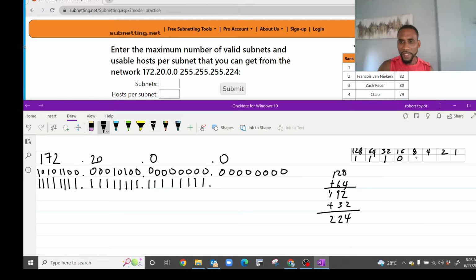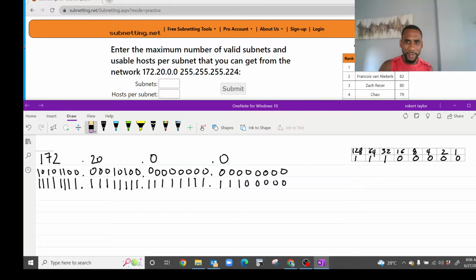So we do not need the 16, we do not need the 8, we do not need the 4, we do not need the 2, we do not need the 1. So the binary representation of 224 is, and I'm going to line it up here, 1, 1, 1, 0, 0, 0, 0, 0. Awesome. So now that we have lined them up, you might be asking, all right, so what's the next step?